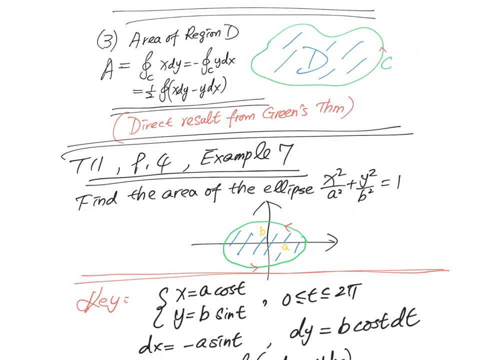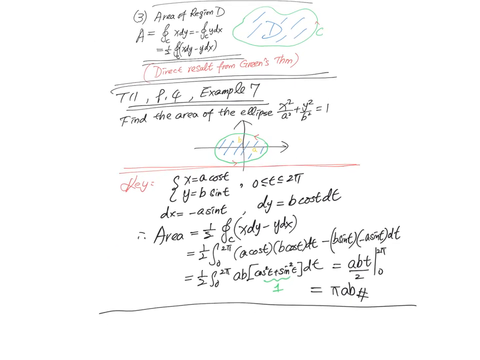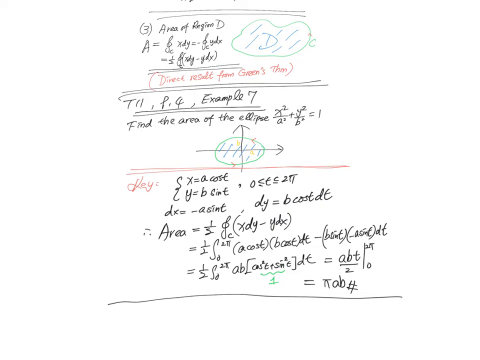Well, as we know from the direct results of Green's theorem, this area can be considered as 1/2 of the integral over the closed curve. This closed curve is C over here. So first of all, we would like to parameterize our curve.